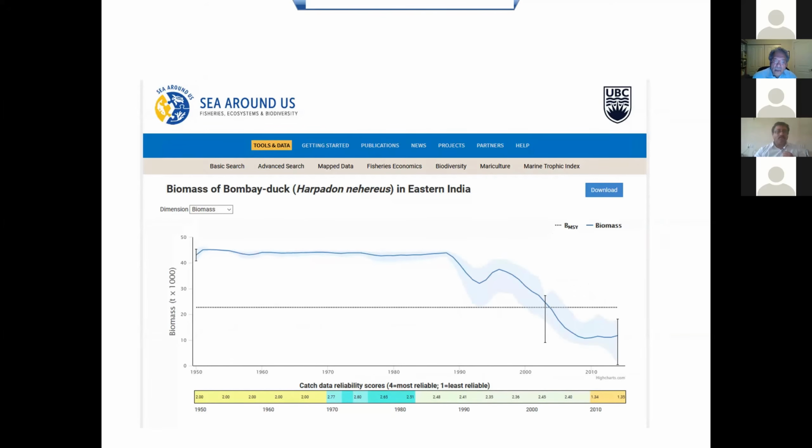Now the catch data are halfway reliable. I was mentioning that in India you have reasonable catch data. So basically, you need mainly catch time series over time. You don't need a measure of effort.